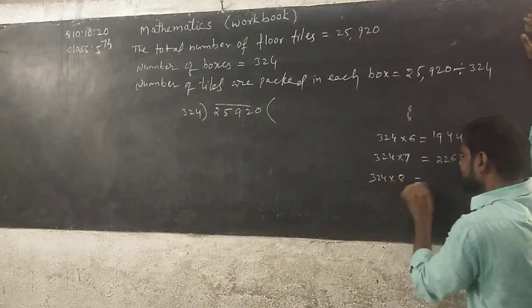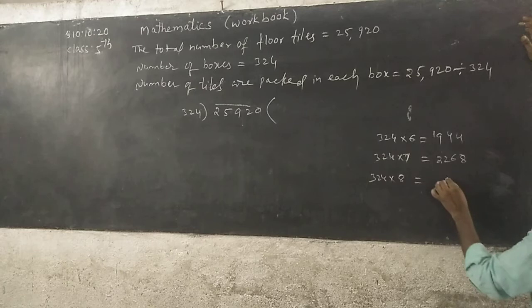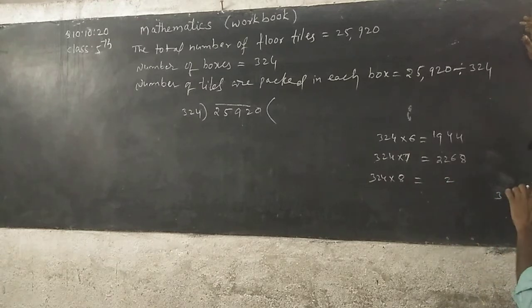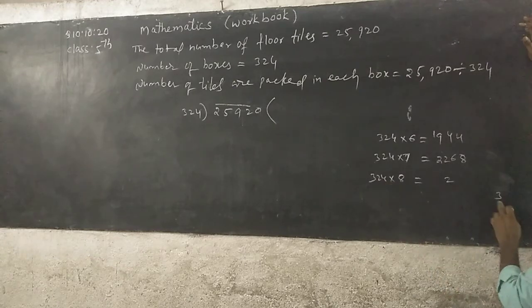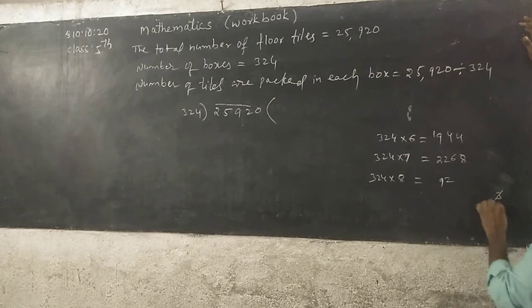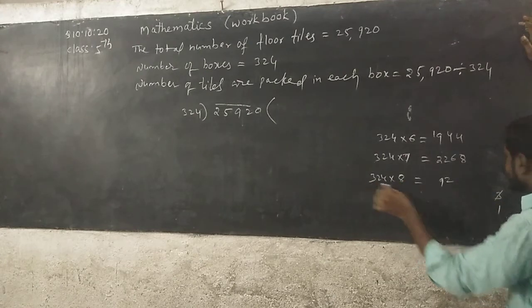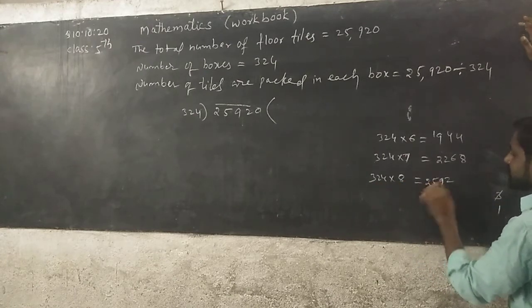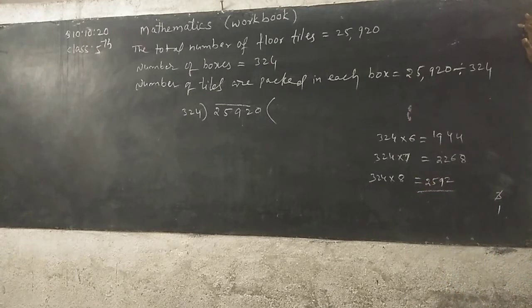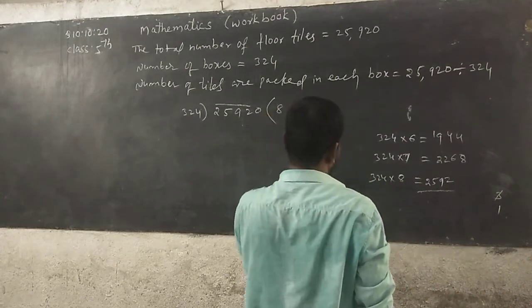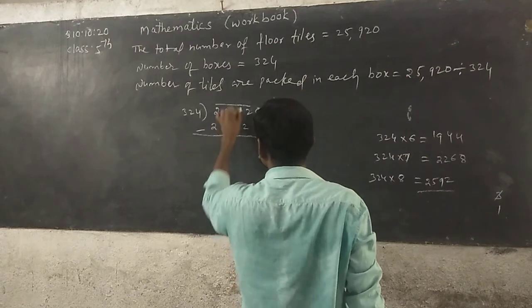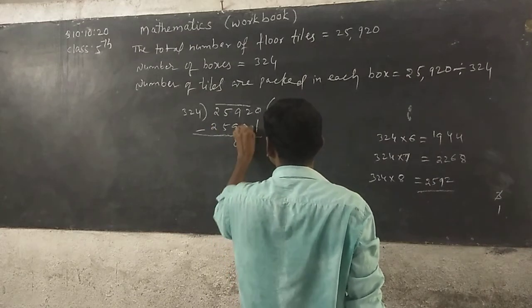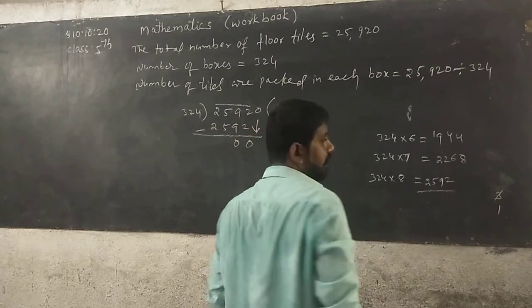Next, 324 into 8. 8 4s are 32, 2 taking, carrying 3. 8 2s are 16, 16 plus 3 is 19, 9 taking, carrying 1. 8 3s are 24 plus 1 is 25. Yeah, we got 324 8s are 2592. So you get the difference 0. So now bring down 0. So 324 0s is 0.